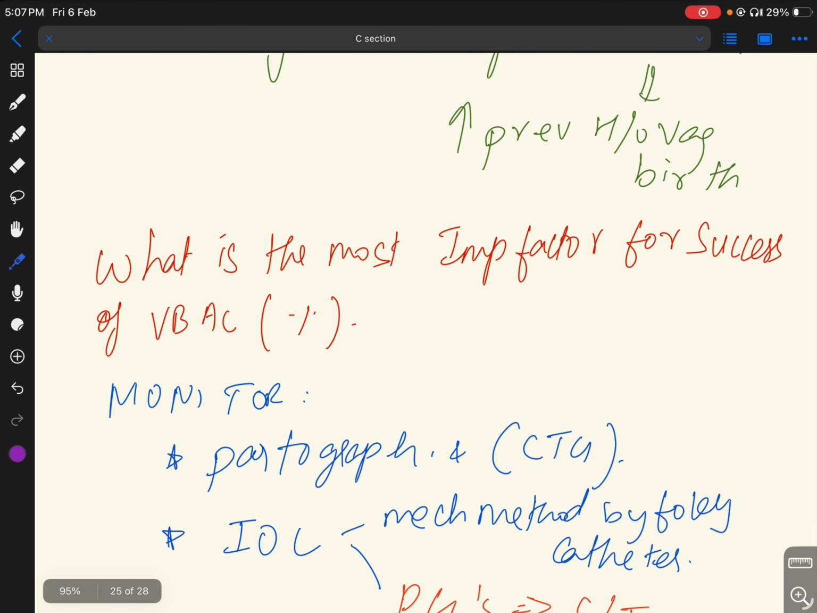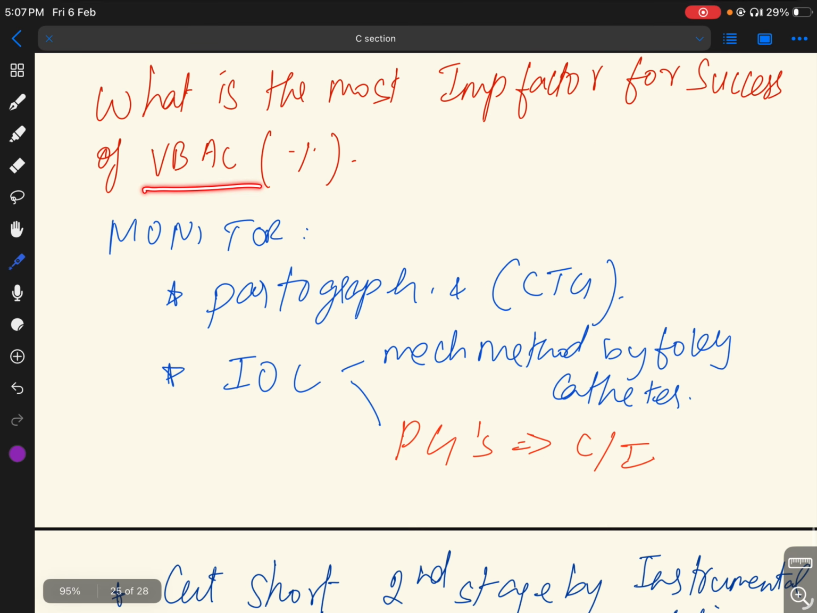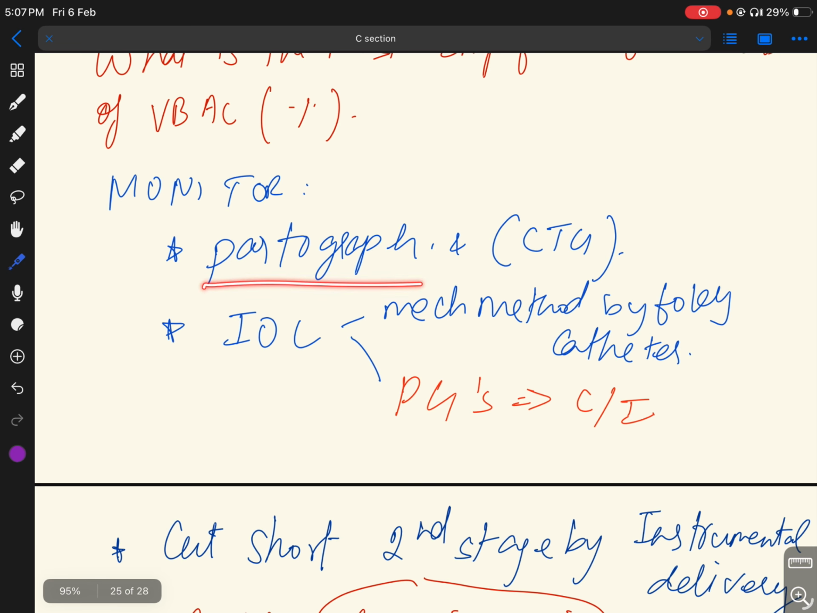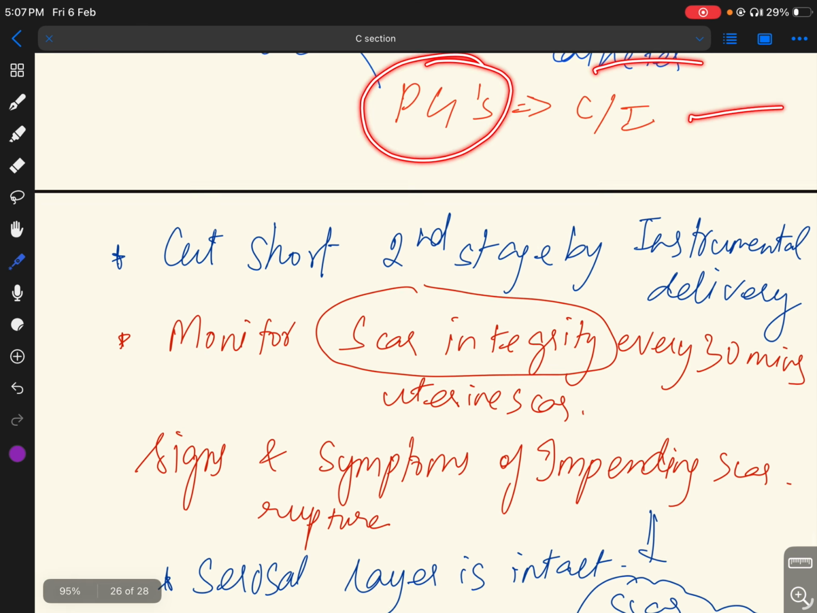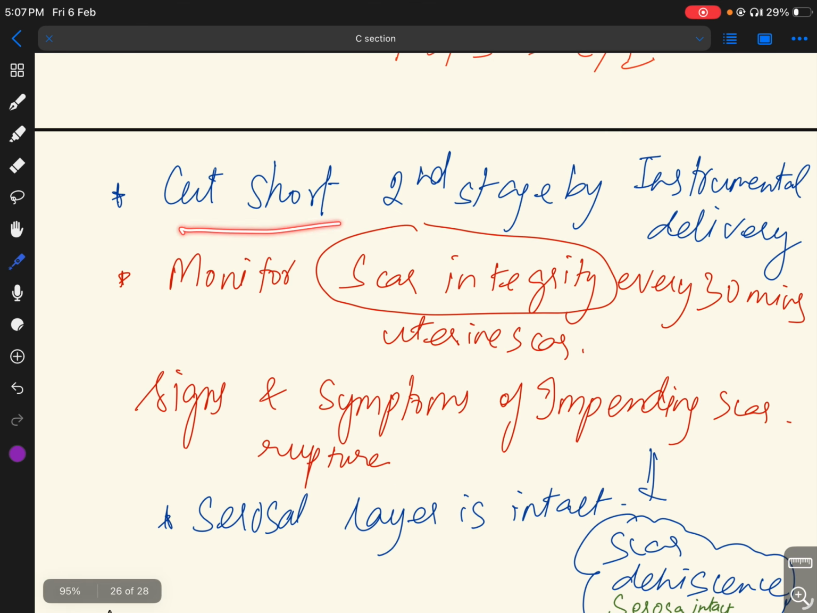What is the most important factor for success of VBAC? You have to monitor partograph and CTG continuously. You can induce labor preferably by mechanical methods by using Foley's catheter. Prostaglandin use is contraindicated. You should cut short the second stage by instrumental delivery, and you should monitor for scar integrity every 30 minutes.